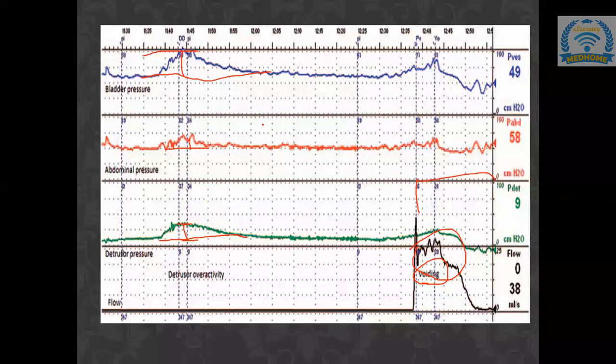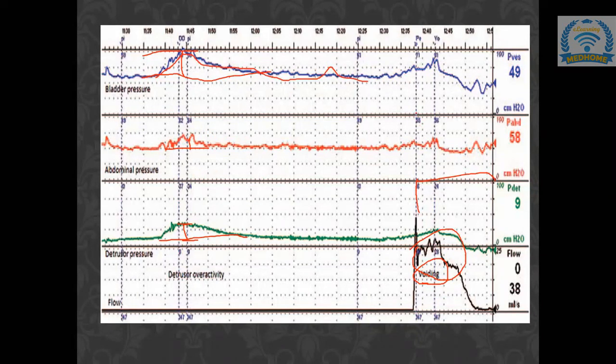Now, in the vesical pressure, what we are seeing is that in the filling phase, the pressure of the bladder is rising. As you can see from this graph, it is rising, and then it is coming back to normal. When we come to the abdominal pressure, you can see that it is constant throughout, but there's a slight increase in the abdominal pressure in the filling phase.